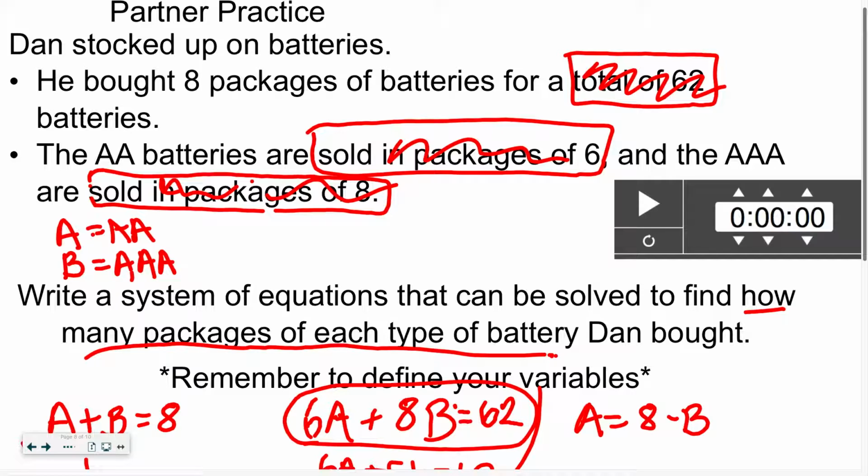Okay. The breakdown of the word problems is the most challenging part. The solving of the systems tends to be much easier. But getting the equations is the challenge, and that's what we're working on this week.